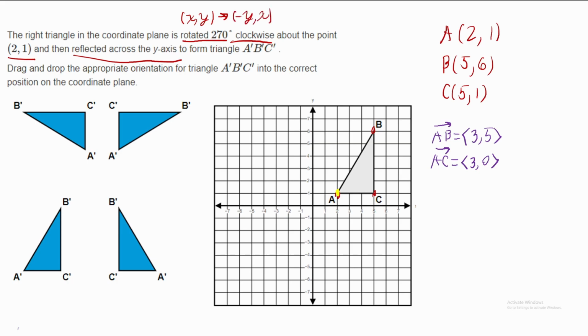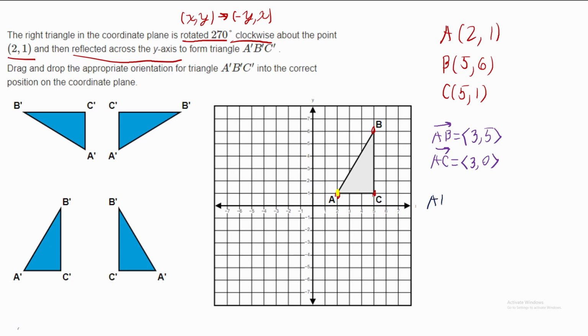So take y, move it up front, make it negative, or change the sign, and then your x. We're not applying this to our coordinates. We're going to apply this to our vectors to get our new coordinates. Now, why don't I have a vector AA? Because that wouldn't make sense. It stays in the same spot. So these new vectors, we're going to apply that rule.